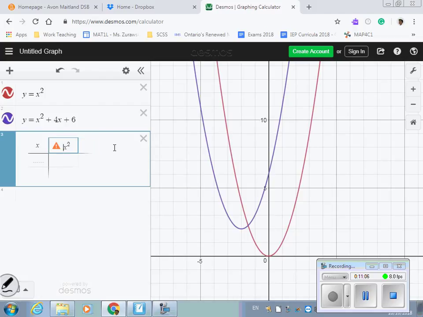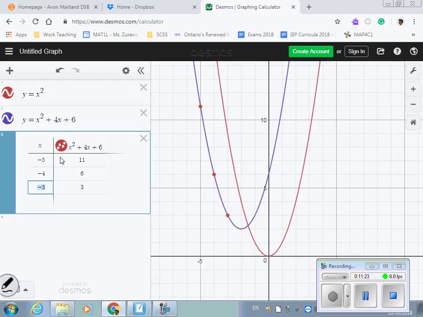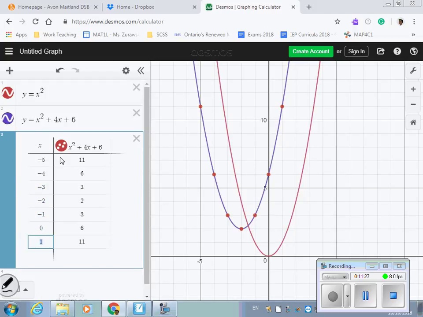And then we're going to go plus 4x plus 6. And then we start by plotting all the points. So I'm going to start at, say, negative 5. So negative 5 is positive 11, and then we can use that to graph. And then we go negative 4, and now we can get all the base points and then use those to graph our new relation.